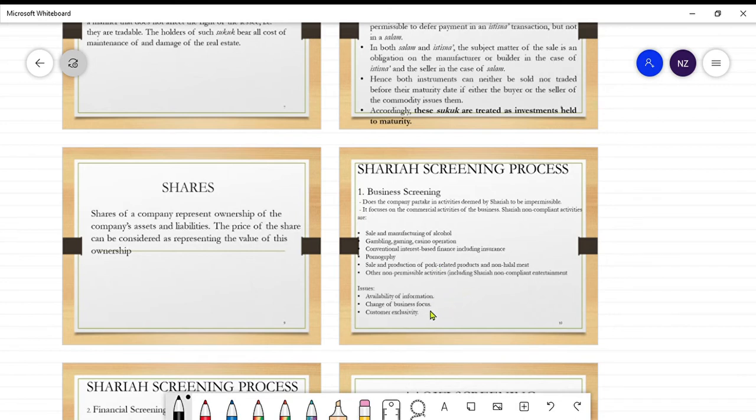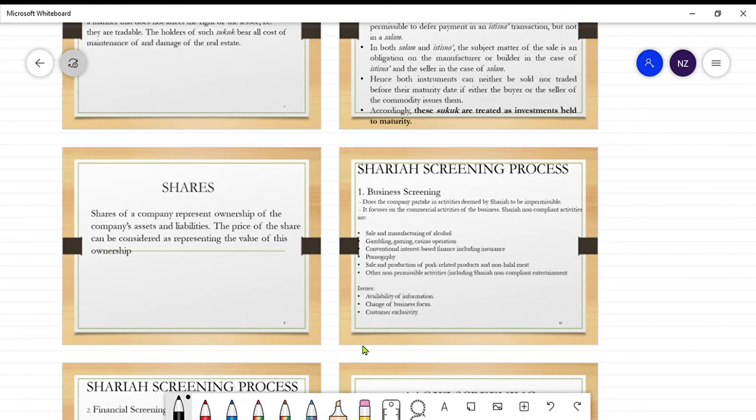And then probably ada change of business focus. Suddenly masa tengah screening, they change the business focus. So issue on that. And then customers exclusivity, probably kenapa dia buat this business is because of the target customer. That's why dia terpaksa buat business activity ni, so on and so forth. So that is the 3 issues on the business screening itself.